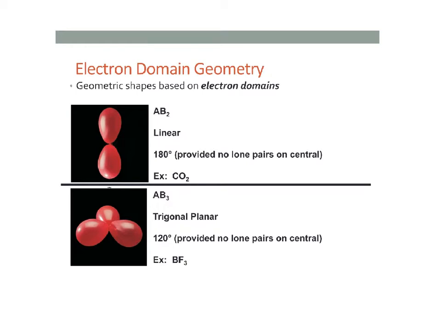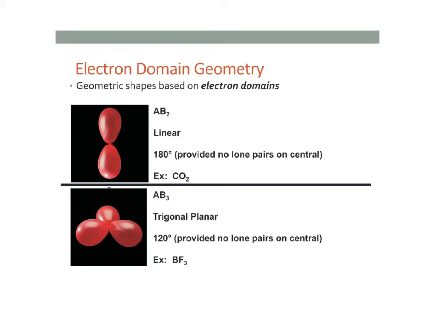So what is electron domain geometry? Simply put, it's the geometric shapes that are based on electron domains. Depending on how many electron domains a molecule has will depend on the shape that it creates. There are 5 electron domain geometries that we'll see. For each one, you're going to notice it has a couple of things. First of all, it's going to have a balloon picture.